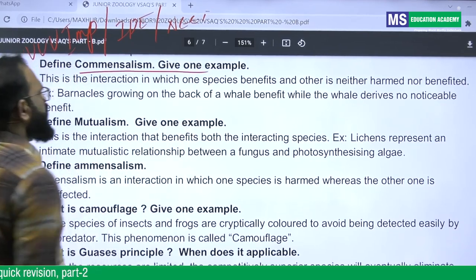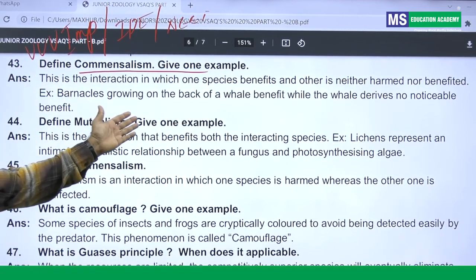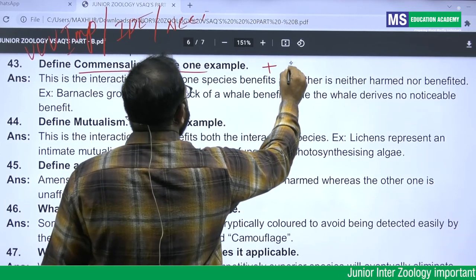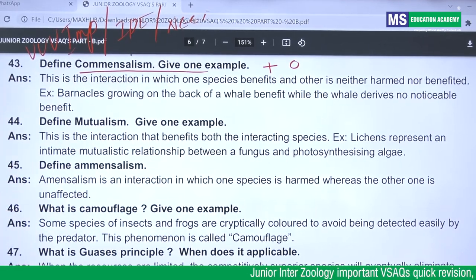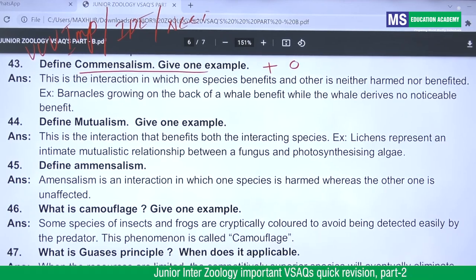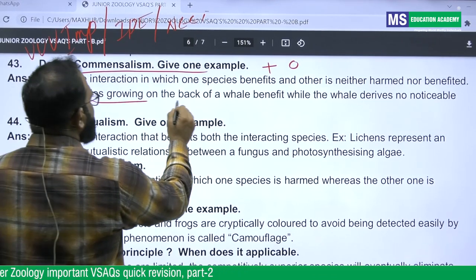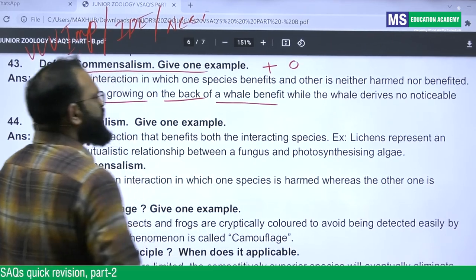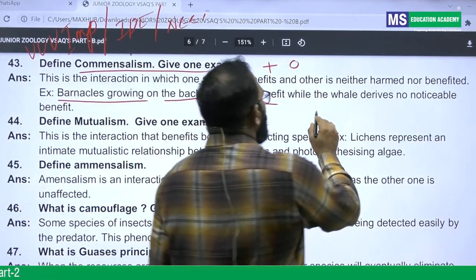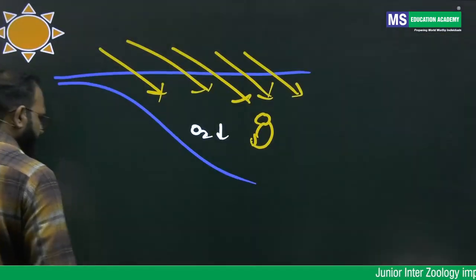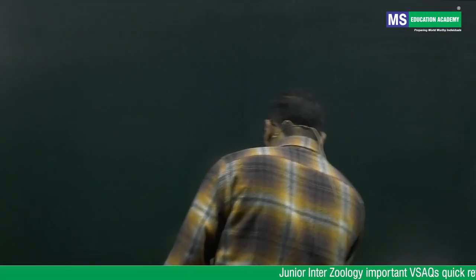Define commensalism, give an example. The interaction in which one species will be benefited, and the other will be neither harmed nor benefited, is called commensalism. For example, barnacles growing on the back of a whale benefit, while the whale derives no noticeable benefit. You might have seen whales, students.